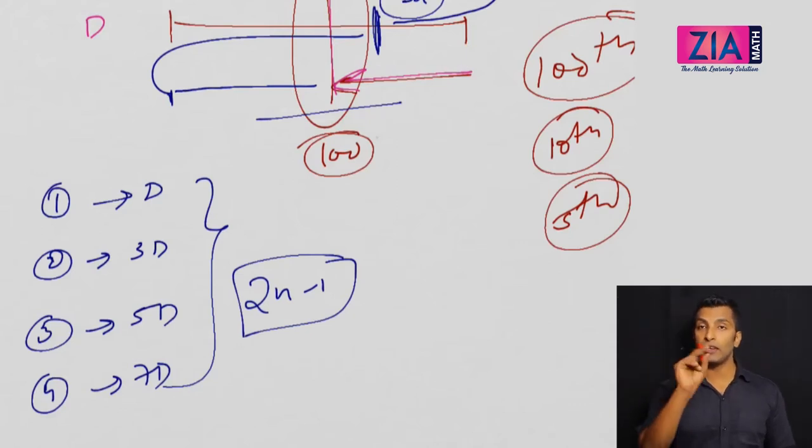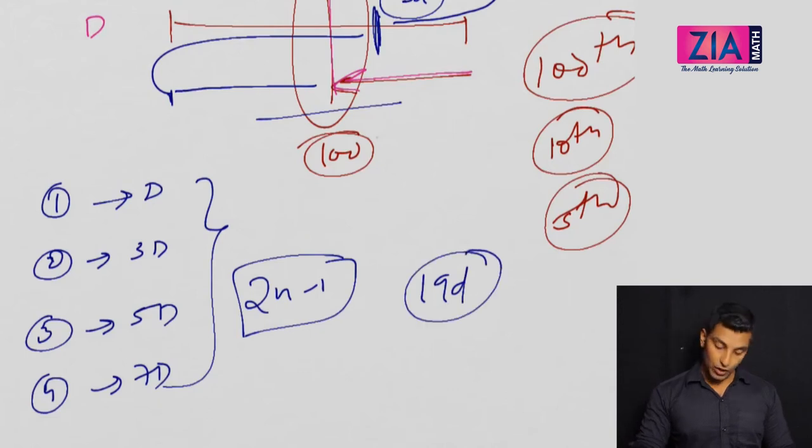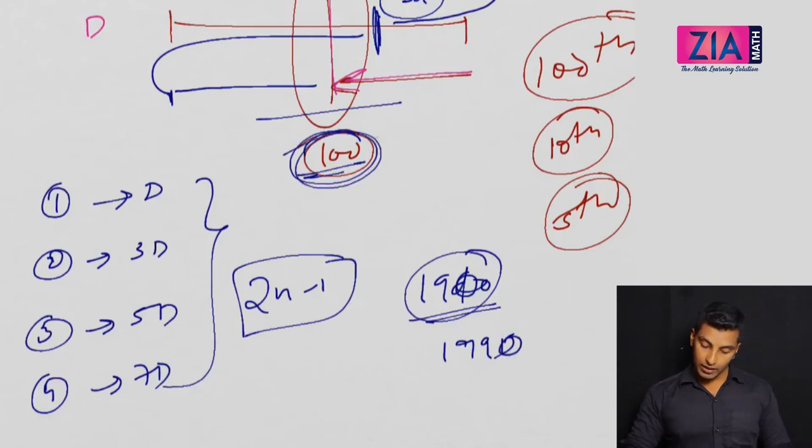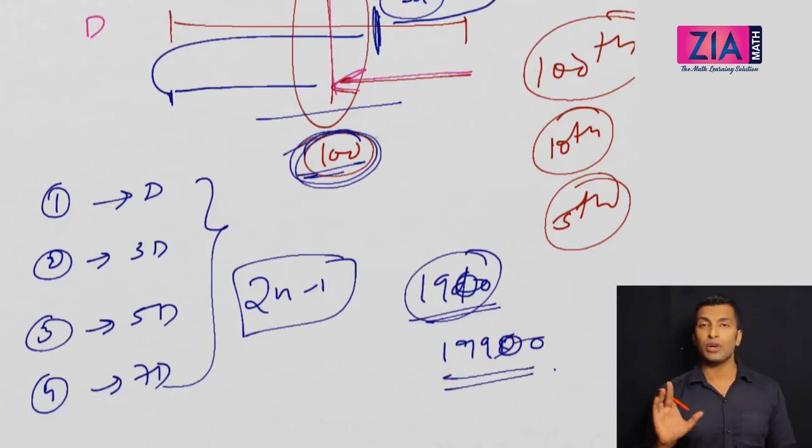If it is 10th meeting, 2 into 10, 20 minus 1, that means 19D will be covered. And if you know the distance as 100, answer is 1900 meters. If it is 100 meeting, 200 minus 1, that is 199D will be covered. Now if you know the distance is 100, this much is the answer. Any question you can solve just by knowing this.